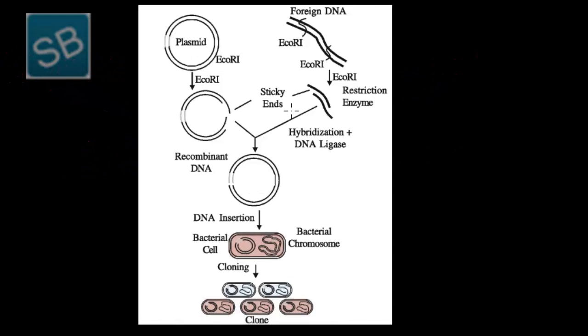This figure depicts the process of recombinant DNA technology. As it can be seen from the figure, there is a plasmid and a foreign DNA which is inserted into the plasmid. As a result of hybridization, the recombinant DNA is formed, which is then inserted into the bacterial chromosome, which after the process of cloning releases various clones of such recombinant DNA containing bacteria.